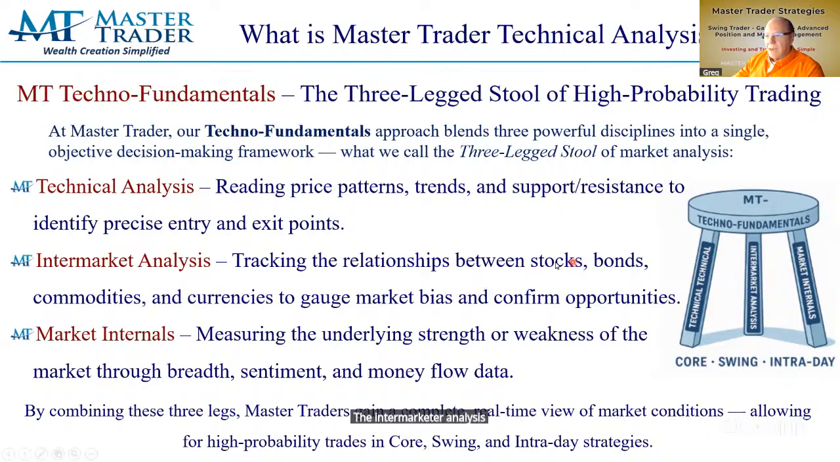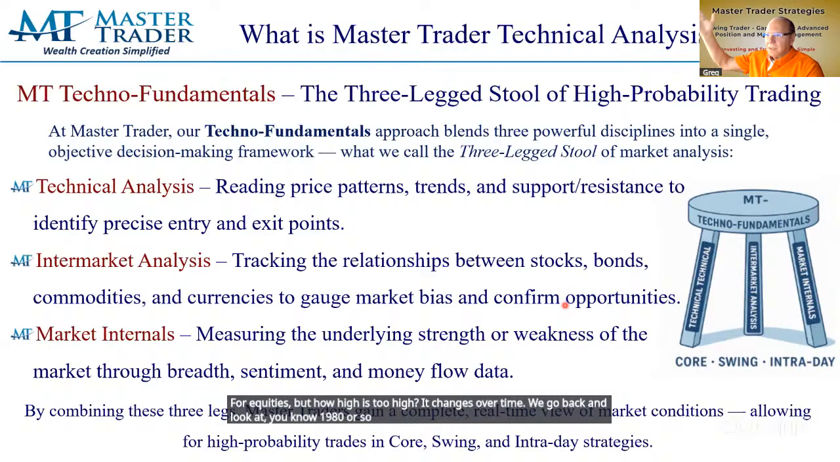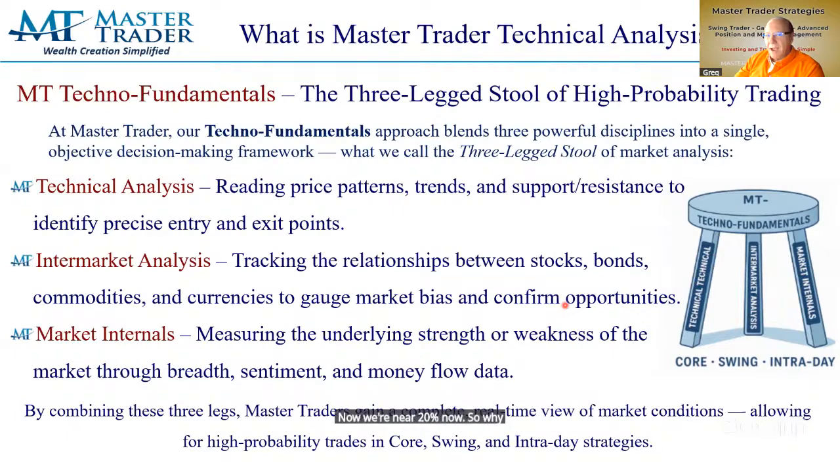Then the intermarket analysis. Well, how are these stocks reacting to what bonds are doing? Right now, it's pretty close. As interest rates move up, that's competition for equities. But how high is too high? It changes over time. We go back and look at 1980 or so, when short-term interest rates were at 20%. They're nowhere near 20% now. So why is it bad now that they're going up from where they were to 4% or 4.5%?